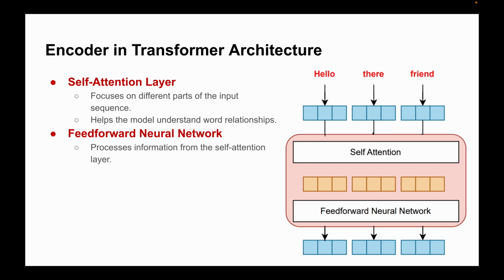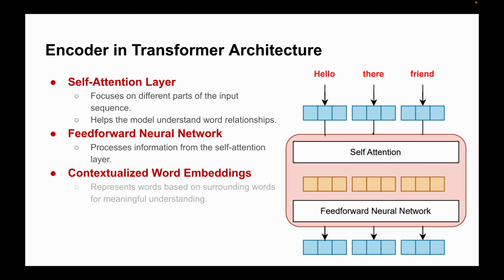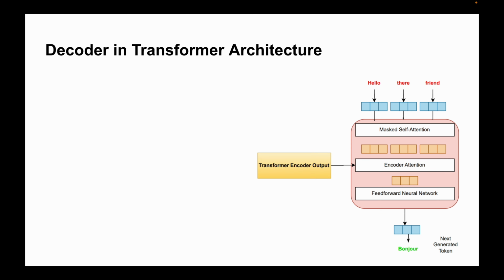Now this particular self-attention layer allows the encoder to look at different positions within the input text, making it easier to represent the input meaningfully. This helps to create something called contextualized word embeddings, which means that each word is represented based on the words surrounding it. Now let's zoom in to the decoder part.